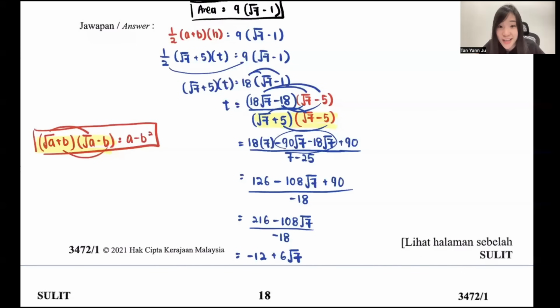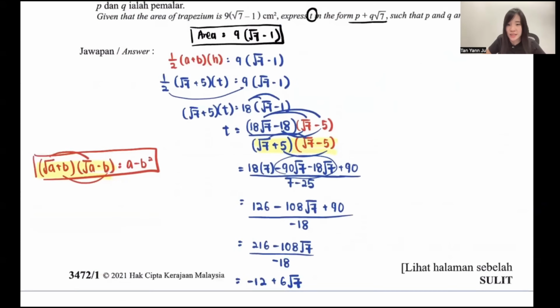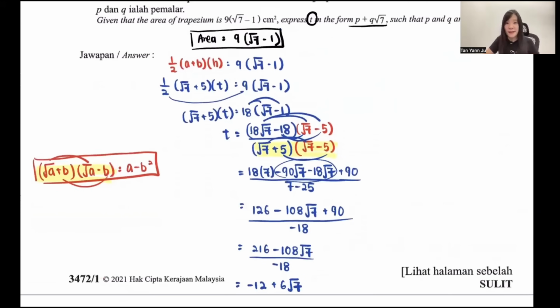This is my answer. Negative 12 plus 6√7, which totally looks like the one they're asking. p + q√7. See? The √7 is at the back one. Okay, my dear?